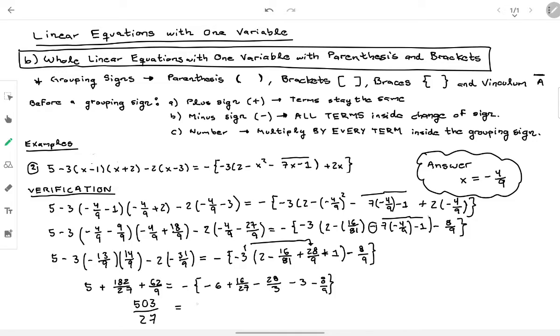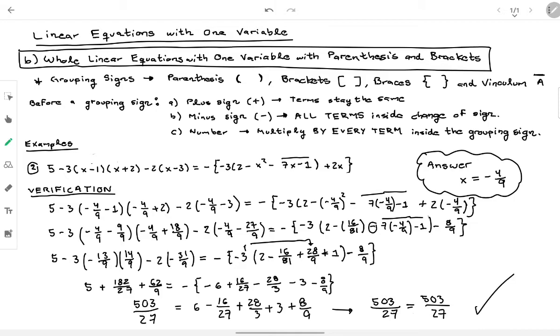And in this case, it's going to be 6 minus 16 over 27 plus 28 over 3 plus 3 plus 8 over 9. And we will get 503 over 27. And if we do all the addition of the second member of the equation, it will be also 503 over 27. So yes, it's the correct answer.